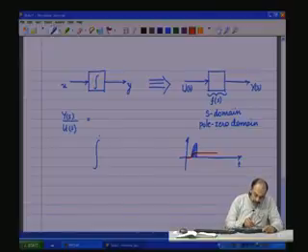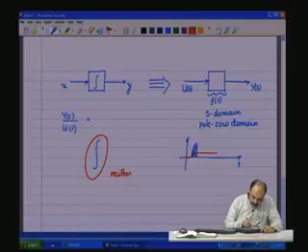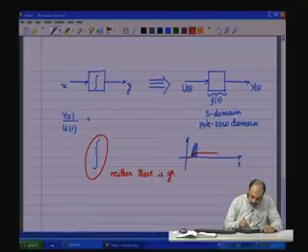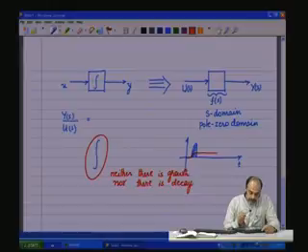So, one of the main characteristic features of the integrator is that neither is there growth nor is there decay of the output. This is the special characteristic feature of the integrator.